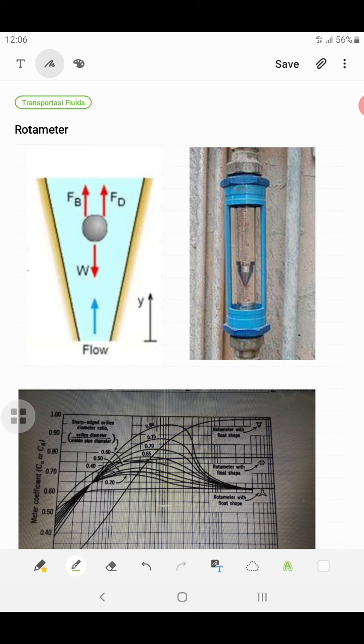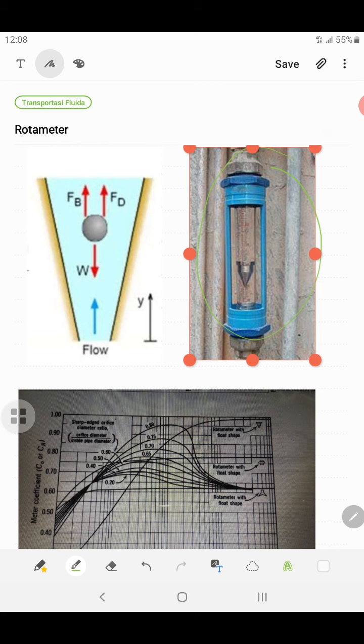In this video, I'm going to discuss the rotameter, which is one of the flow meters, and it can be used to calculate the average velocity of the fluid flow. It can be seen that the real equipment called a rotameter is on the left side here. This is the rotameter.